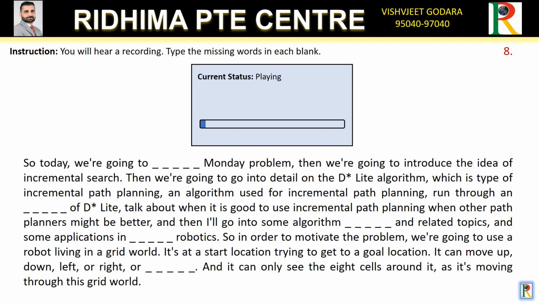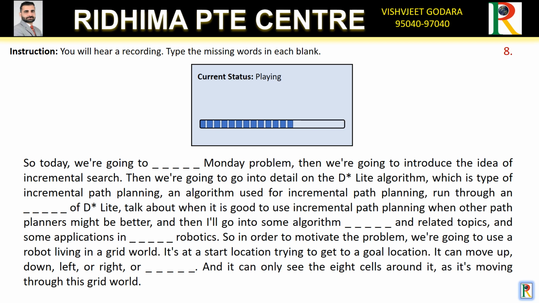So today we're going to first motivate the problem, then we're going to introduce the idea of incremental search, then we're going to go into detail on the D-star light algorithm, which is a type of incremental path planning, or an algorithm used for incremental path planning, run through an example of D-star light, talk about when it is good to use incremental path planning, when other path planners might be better, and then go into some algorithm extensions and related topics and some applications in mobile robotics.